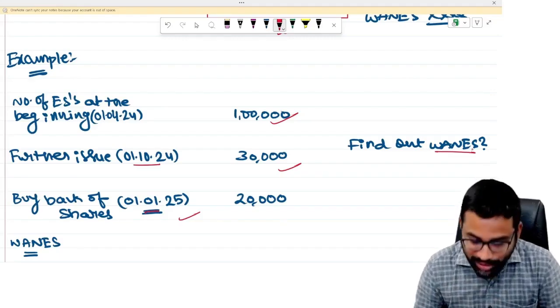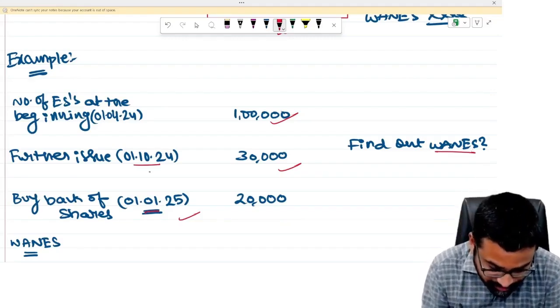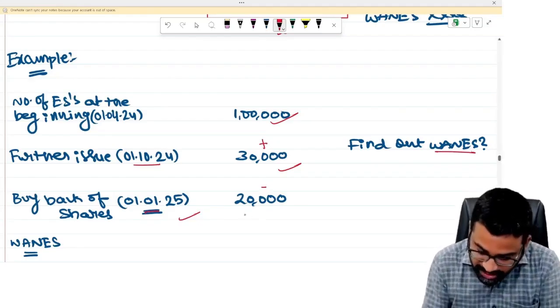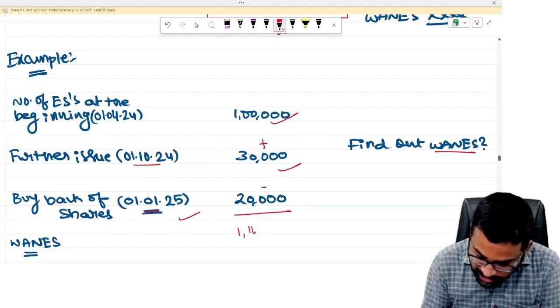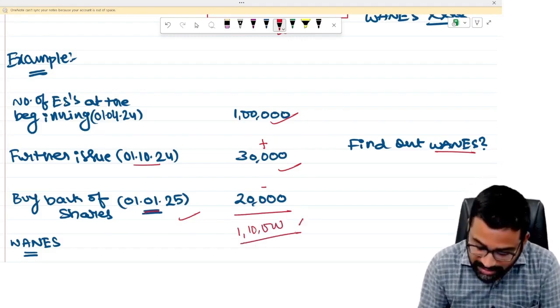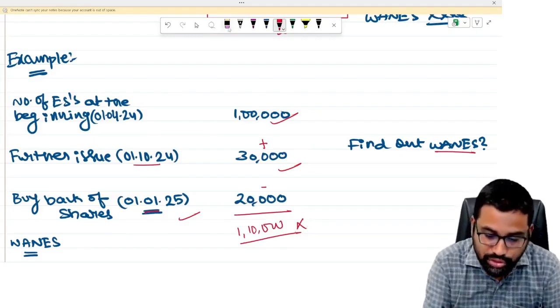Generally what students will do is: 1 lakh shares, further issue 30,000 add, buyback 20,000 minus, so 1 lakh 30,000 minus 20,000, so 1 lakh 10,000. They say this is the weighted average number of shares. Coincidentally it may be correct, but this is the wrong approach. So you should not do it like this.